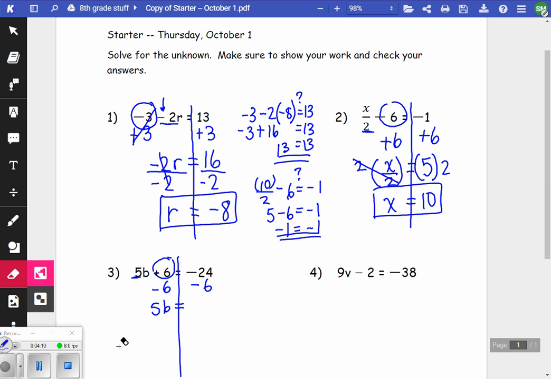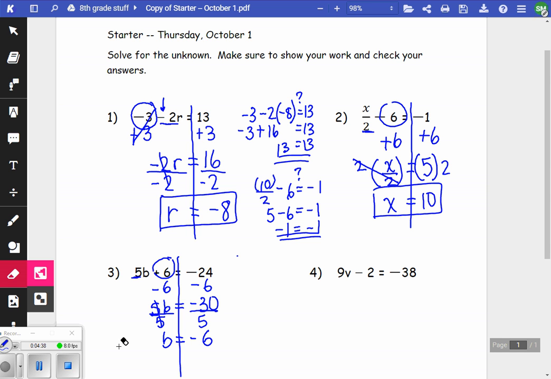-24 minus 6 is -30. And now I have my coefficient to deal with, 5. So I need to divide, because that means 5 times b. So if I divide by 5 on both sides, then I just have b left. And -30 divided by -5 is -6. So b equals -6.